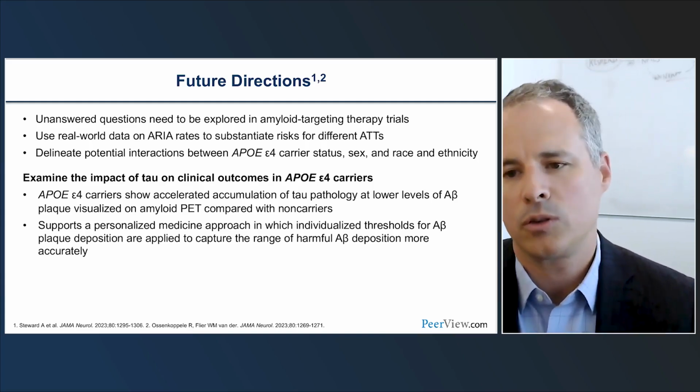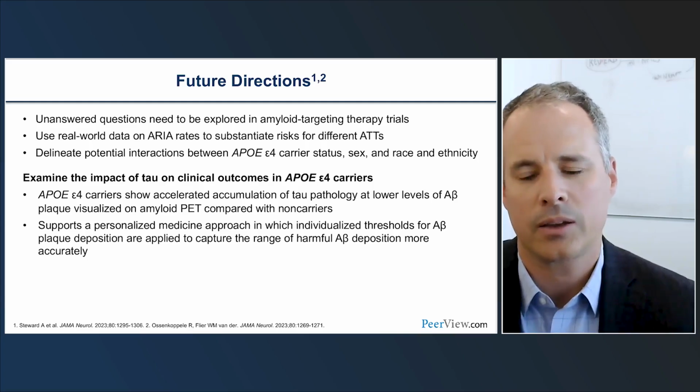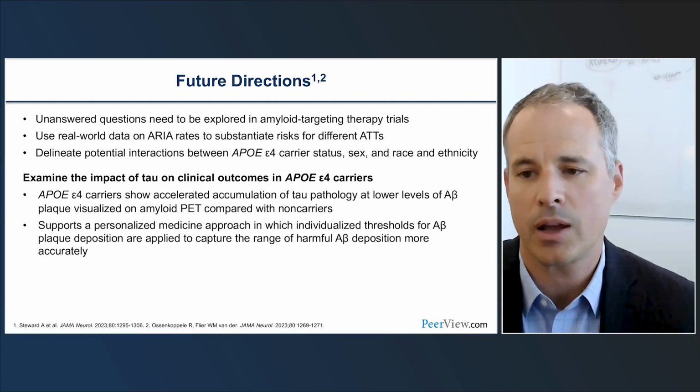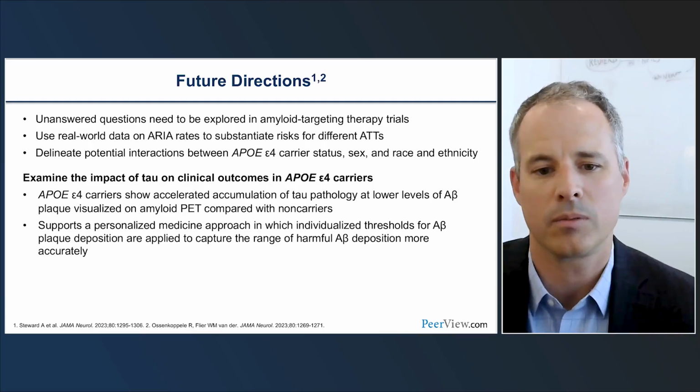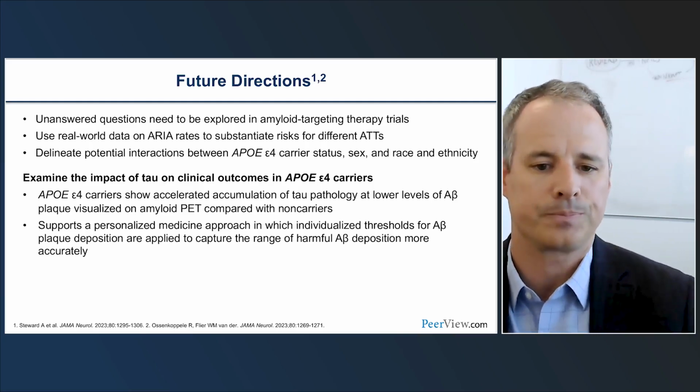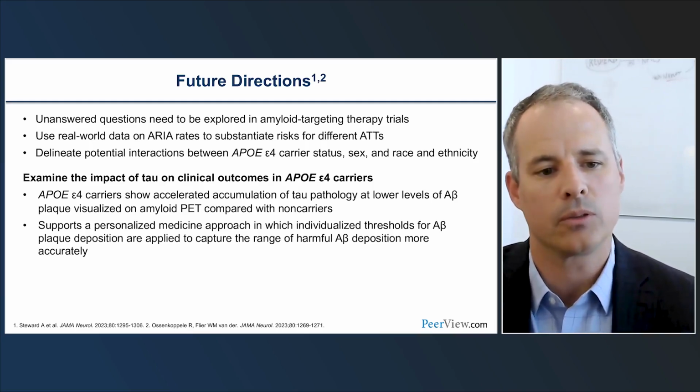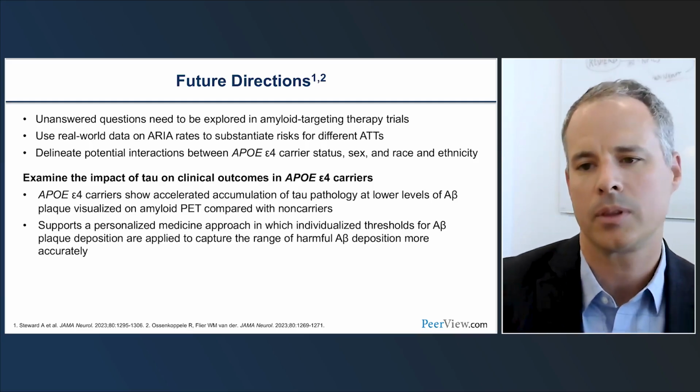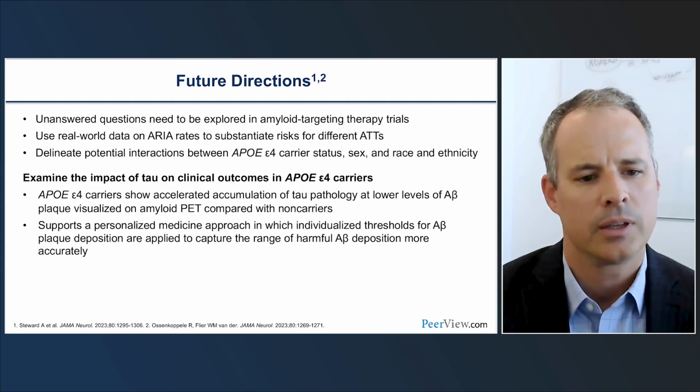I think we really need to know more about APOE4 and how it interacts with other factors, demographic factors like race and ethnicity, because there seems to be a difference in how different races and ethnic groups respond to having APOE4, men and women as well. So I think that this is something that we need to study more carefully. And then other types of pathology.